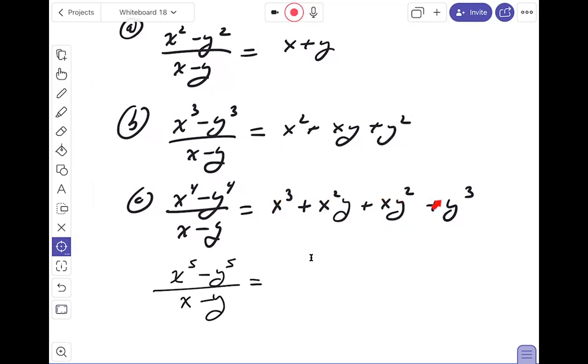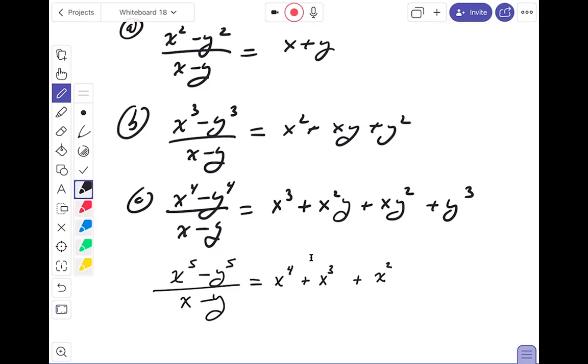3, 2, 1, none. Then I see the y's, 3, 2, 1, none. Well, I think I can write this down then. And what would I write down? X4, X3, X2, X1, and then X none. Let me start doing the y's then. Y4, Y3, Y2, Y1, and then Y none. Very simple pattern, by the way.